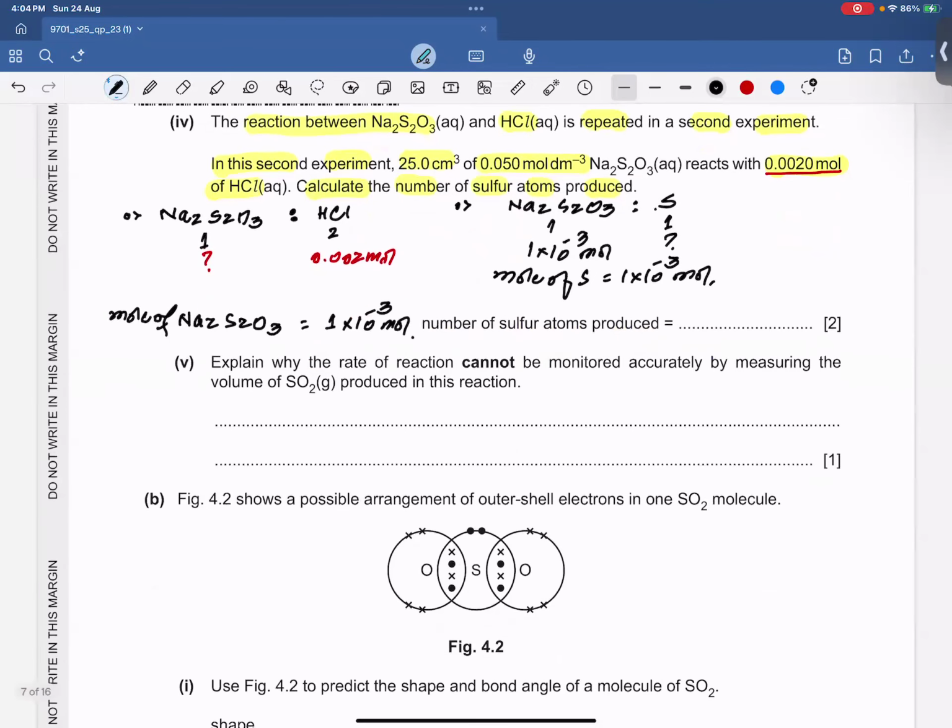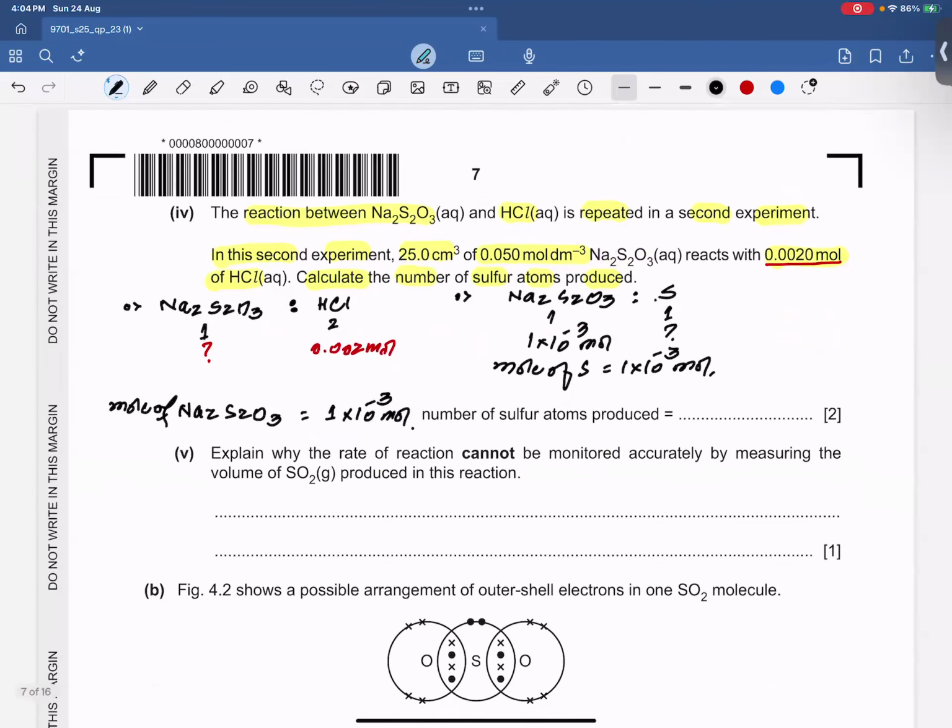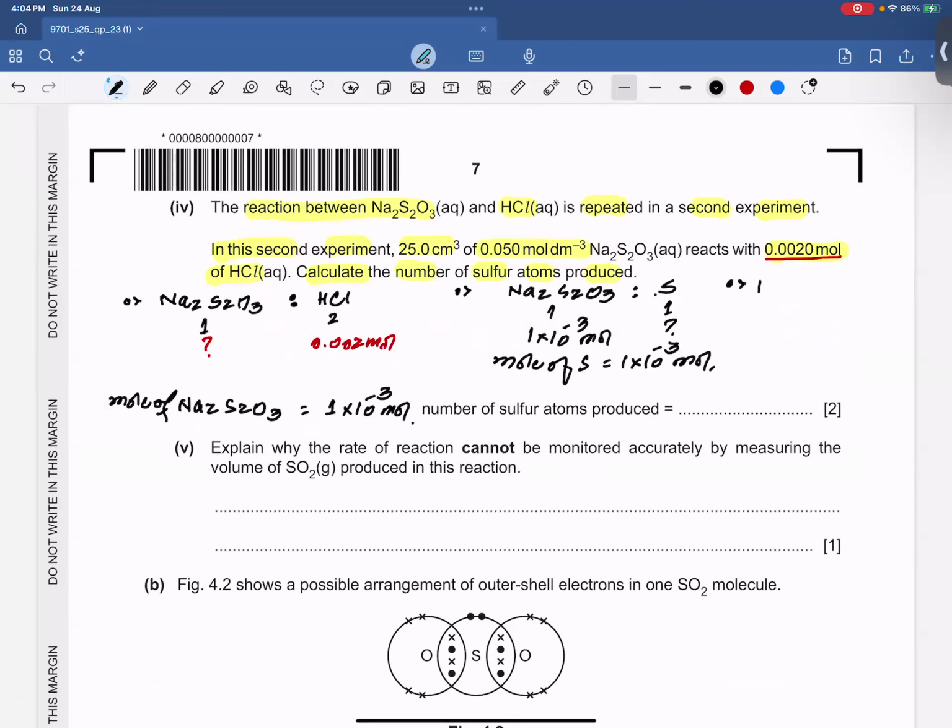Okay, I'm running out of space, but I'll try to adjust here. My third step is 1 mole equals to 6.02 times 10 to the power 23 atoms. So if I have 1 into 10 to the power minus 3 moles, so how much atoms we have? So it's 1 exponent minus 3 into 6.02 exponent 23. So it's going to be 6.02 times 10 to the power 20 atoms. And that's my answer, okay?